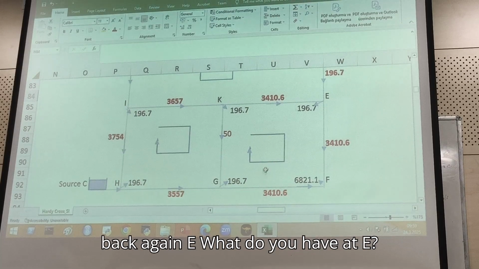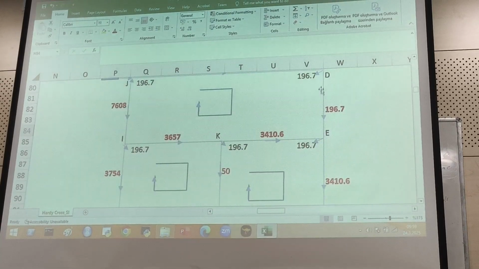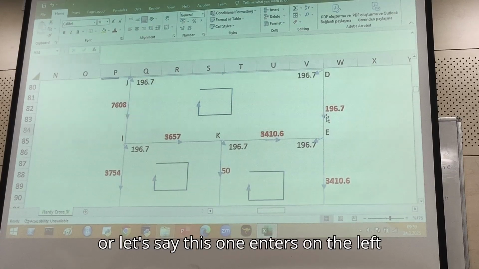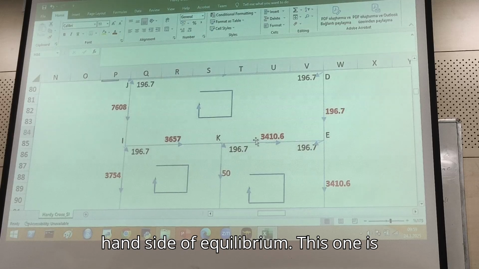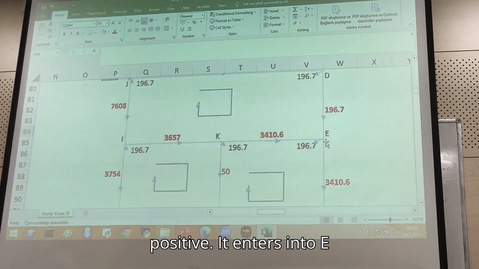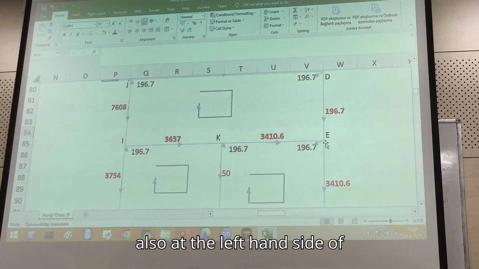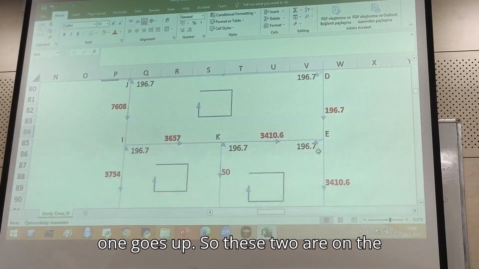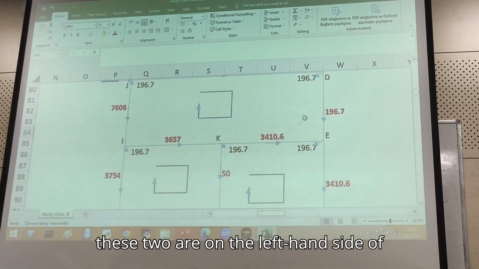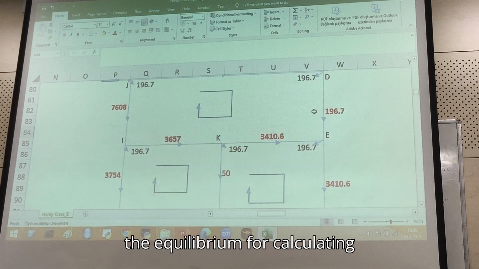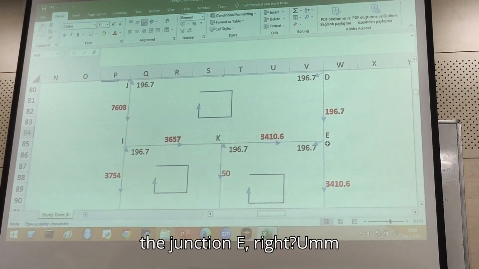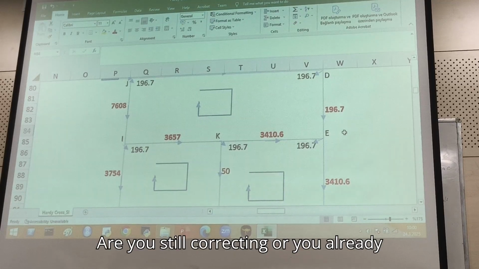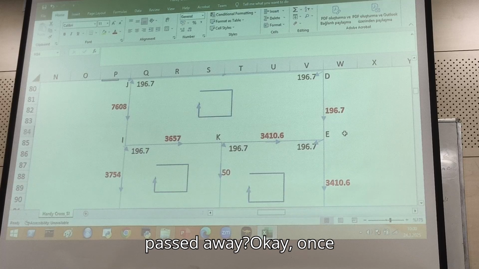Let's come back again, E. What do you have at E? This one enters positive, or let's say this one enters on the left-hand side of the equilibrium. This one is positive, it enters into E. Also at the left-hand side of the equilibrium. This one goes out, and this one goes up. So these two are on the right-hand side of the equilibrium, and these two are on the left-hand side of the equilibrium for calculating the junction E, right? Are you still tracking, or you already passed away?